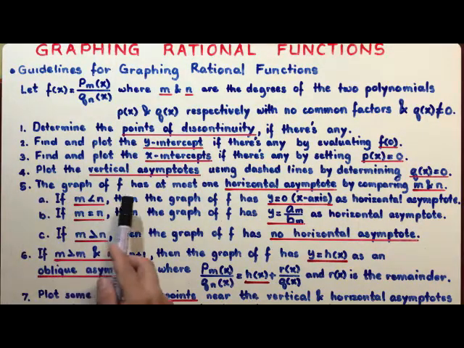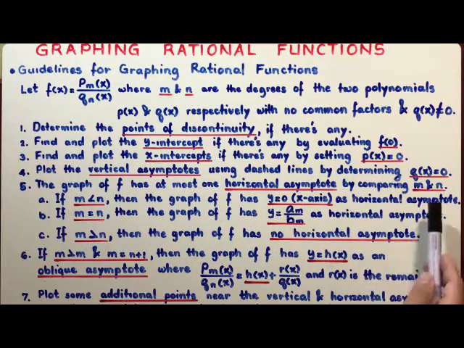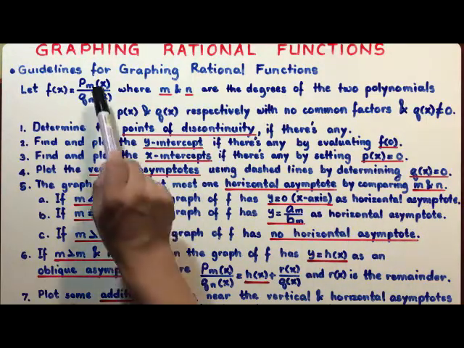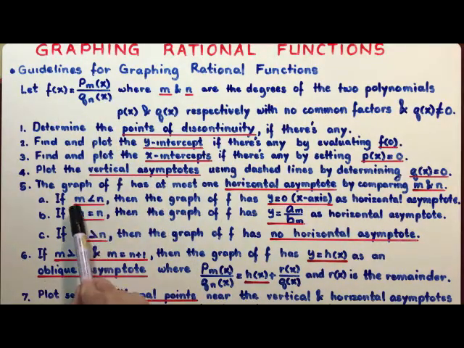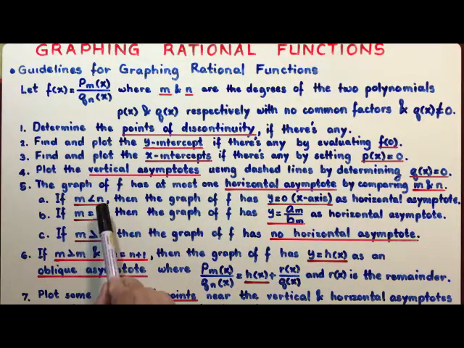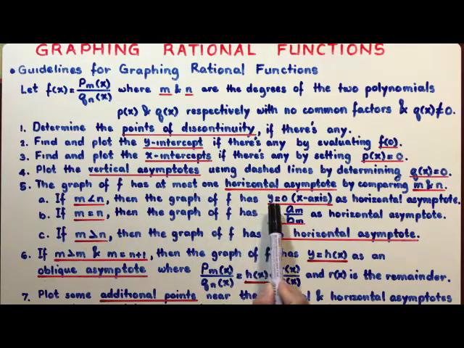Number 5, the graph of the function f has at most one horizontal asymptote, which you find by just comparing the degree of the numerator and the degree of the denominator. If the degree of the numerator is less than the degree of the denominator, if m is less than n, which means the function is bottom heavy, the graph will have a horizontal asymptote y equals 0, or the x-axis. There's no need for you to compute, just notice that if the function is bottom heavy, the x-axis is our horizontal asymptote.